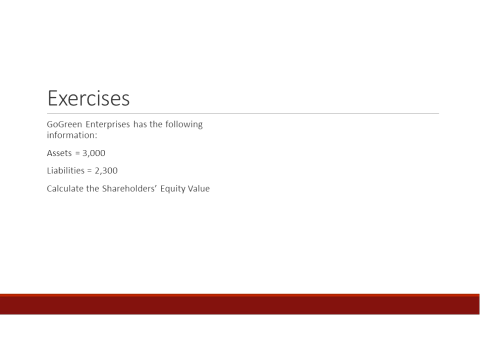Let's do a couple of examples here. So if we have Go Green Enterprises, and we know the following information. We know that they have assets of $3,000 and liabilities of $2,300. We're asked to calculate what the shareholders' equity value would be.